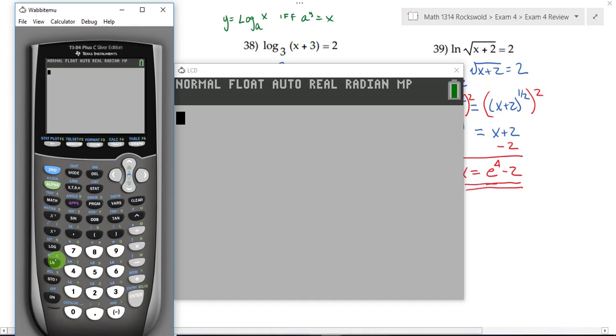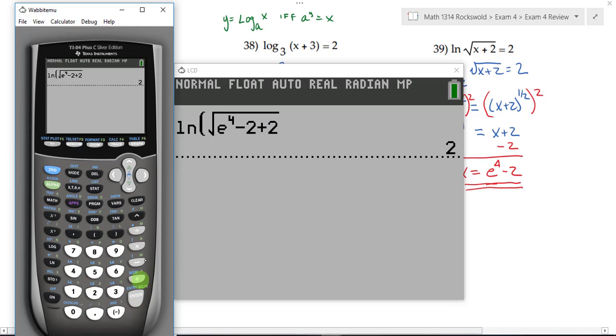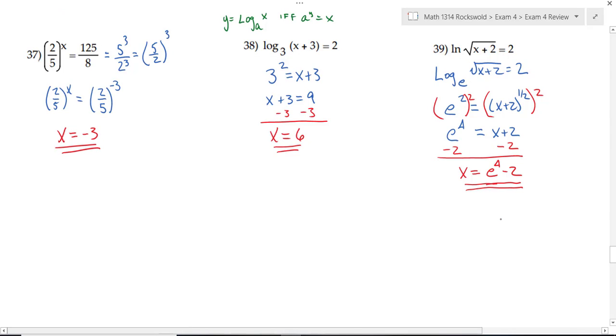So on your calculator, you would hit natural log. I've got the square root of, what was x equal to? So I hit second ln to get the e. It's raised to the fourth power minus 2, and then we put plus 2. Do you see how this part right here is what x was equal to, e to the fourth minus 2? Then I have to put the plus 2. And when I put this in my calculator, I get 2, which is the right side of the equation. So we know we got the right answer.